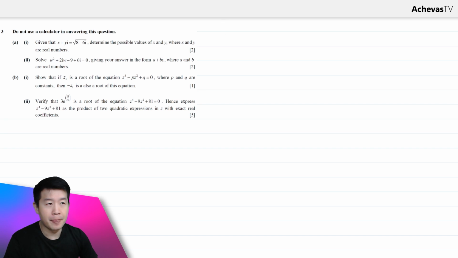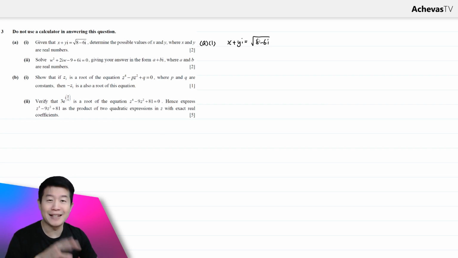So question number 3, part 1. We are not supposed to be using our calculator, and we are given that x plus yi is equal to the square root of 8 minus 6i. When we are dealing with a complex number question, it is good to think of how we can re-express any complex numbers into either the x plus iy form or the re to the power of i theta form. For example, there will be some people who will think that, hey, isn't this already the x plus iy form? No, because of the square root, so overall it has yet to become the x plus iy form, the real plus imaginary form.